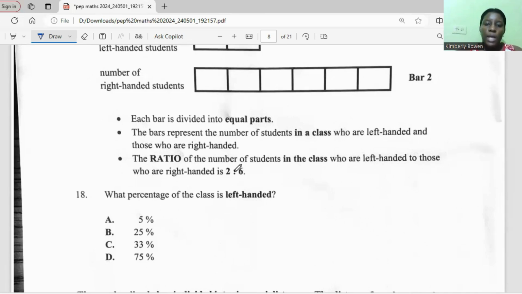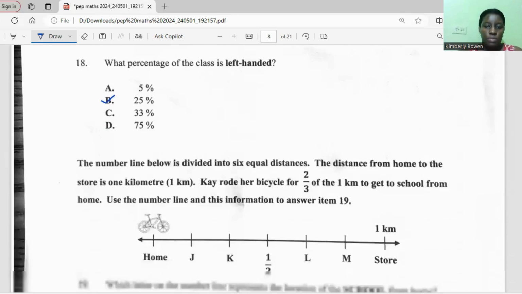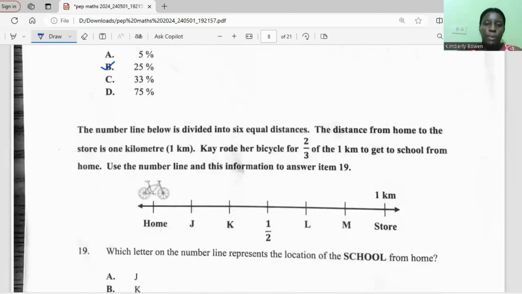So we can look at the entire ratio for the class, and that would be 8, and we can say 2 out of 8 is what? And 2 out of 8 is 25%. Well, these questions don't really need a working out per se. You can do mental working out.